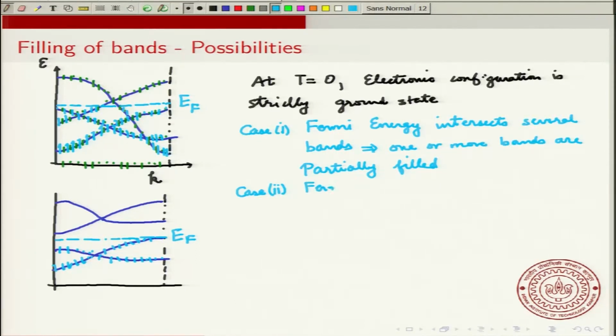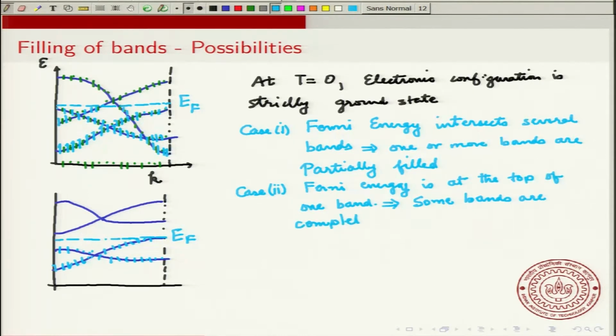Fermi energy is at the top of one band, which implies some bands are completely filled. I emphasize the word completely. And the rest are completely empty.